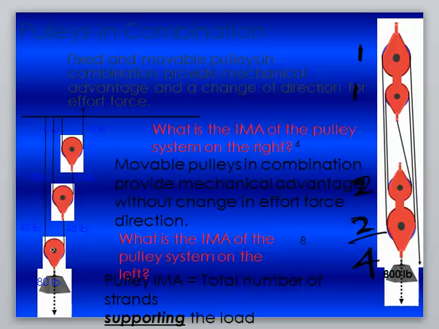On the other side, notice that all 3 of these are going to be moving. So that's 2, 2, and 2. And when we multiply that, the movable pulleys here give us an ideal mechanical advantage of 8.